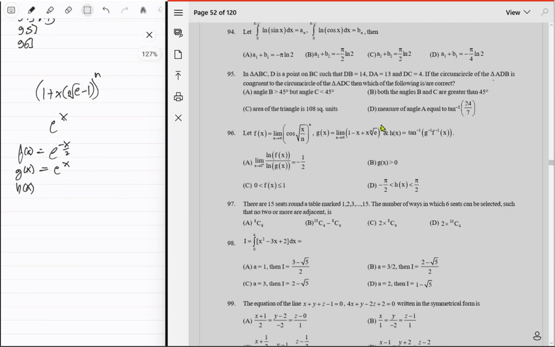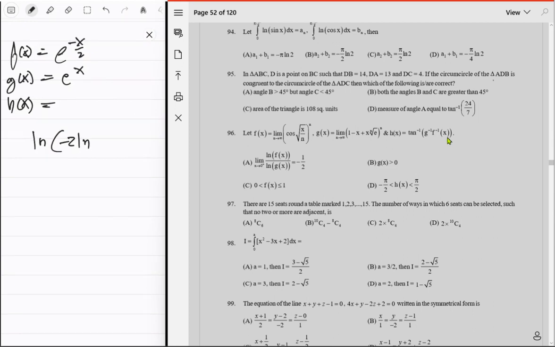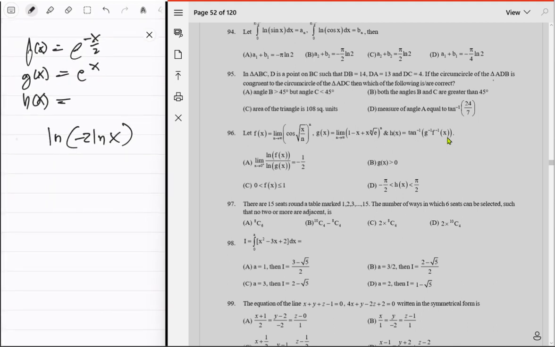So g of x is just e power x, and then h of x is what? h of x is tan inverse of g inverse of f inverse of x. Okay, so g inverse of f inverse of x. Okay, what is g inverse? It's just natural log. So natural log of, okay, f inverse के लिए क्या करना पड़ेगा? x is equal to what? Natural log of y, and then 2, and then negative 2 natural log. Just negative 2 natural log of y होता है जनरली पे x रहेगा, because so yeah, just this thing, right, and then tan inverse of this guy.